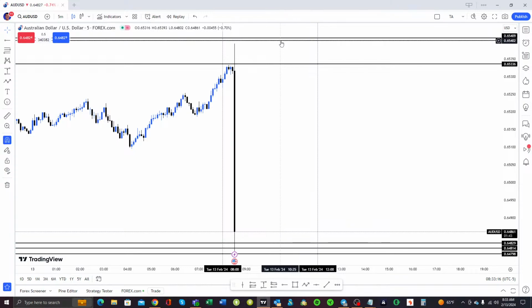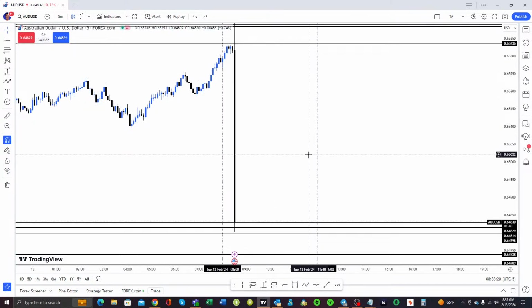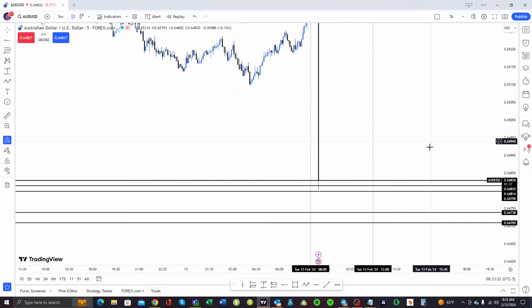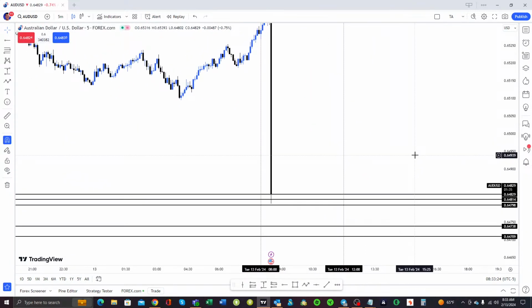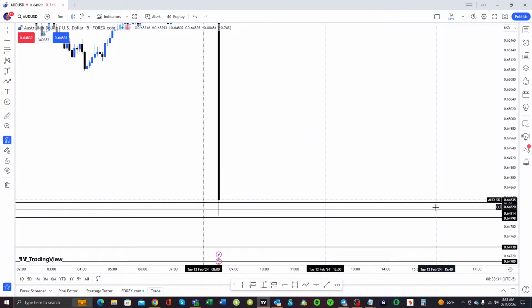Didn't get any entry. Well, actually, let me keep those up. Okay. Now this is the bottom of a swing low on probably a higher time frame too, but zoomed out on the 5 minute, it's tapped into two of them.